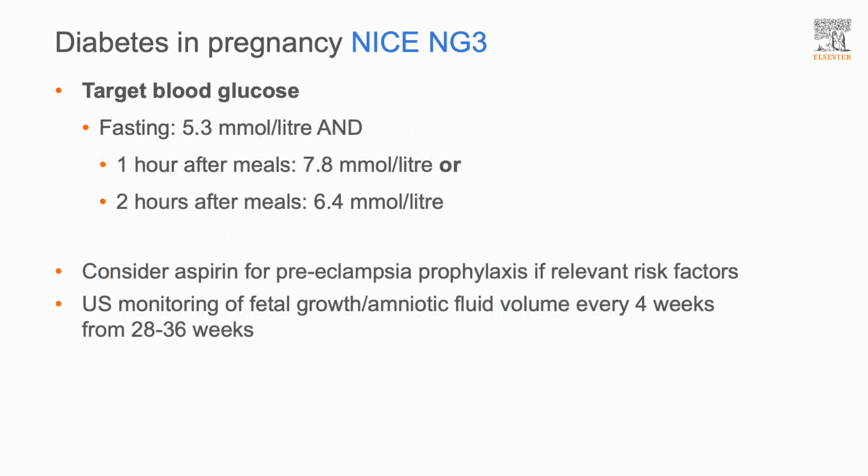NICE recommends that the targets for blood glucose should be fasting plasma glucose of 5.3 millimoles per litre, and 7.8 millimoles per litre 1 hour after meals, or 6.4 millimoles per litre 2 hours after meals. Aspirin should also be considered for prophylaxis of preeclampsia, and ultrasound monitoring of fetal growth and amniotic fluid volume is recommended every 4 weeks from 28 to 36 weeks.